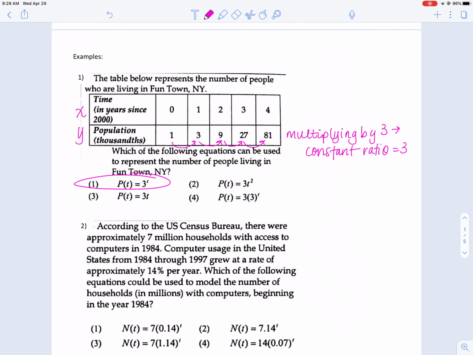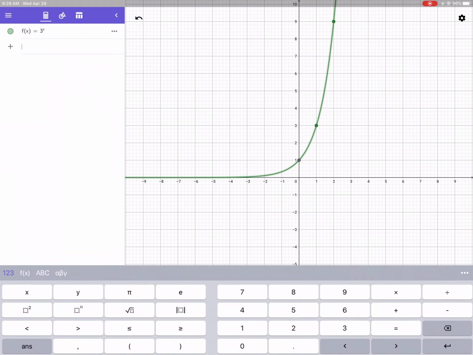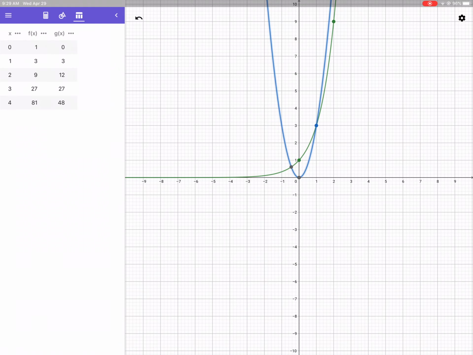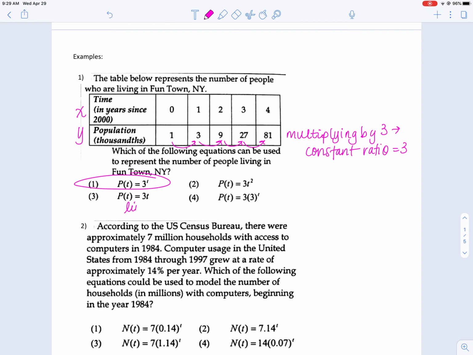Now I'll just prove to you that another one wouldn't work. If I just try, let's just say number 2, 3t squared. So here I'm going to go back here and just do 3x squared. It's a parabola, but more important, I need a table of values. This table goes 0, 3, 12, 27, 48. Not what we're looking for. So this one is linear. Highest exponent is 1. This one is quadratic. Highest exponent is 2. This one is exponential, but it just won't have the same table.